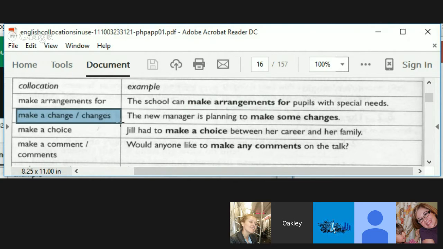Okay, Anna, next one. Make a change. And the new manager is planning to make some changes. Okay. Are there any other very similar words to change that you can think of that might collocate? Any other synonyms of changes, for example? Make some changes, or... I was thinking make... I don't know at the moment. Okay. Or make choose, for example. Make choices. Yes. Make choices. That's our next one here.